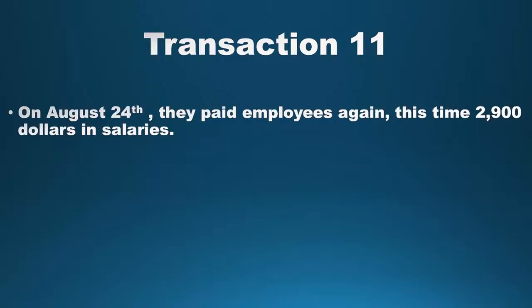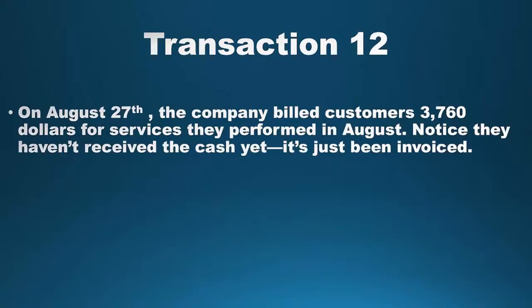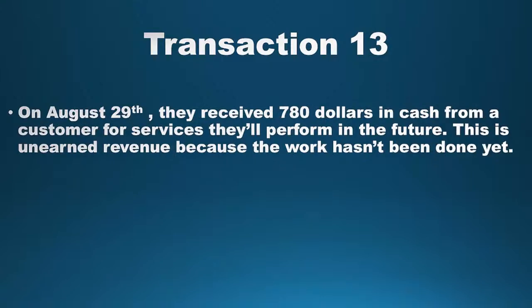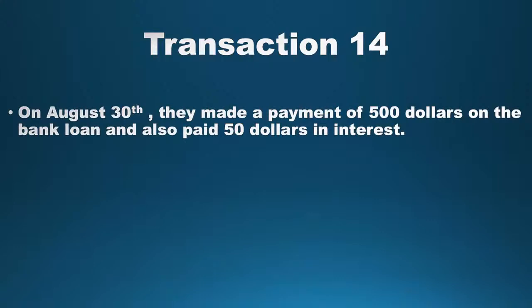11. On August 24th, they paid employees again, this time $2,900 in salaries. 12. On August 27th, the company billed customers $3,760 for services they performed in August. Notice they haven't received the cash yet. It's just been invoiced. 13. On August 29th, they received $780 in cash from a customer for services they'll perform in the future. This is unearned revenue because the work hasn't been done yet.